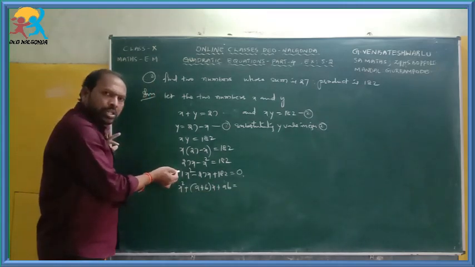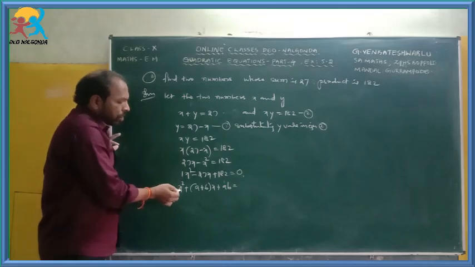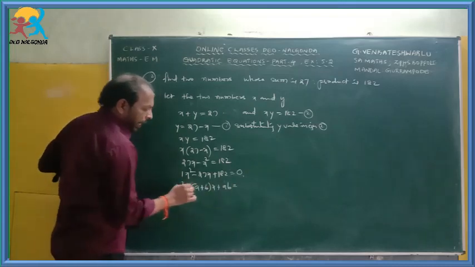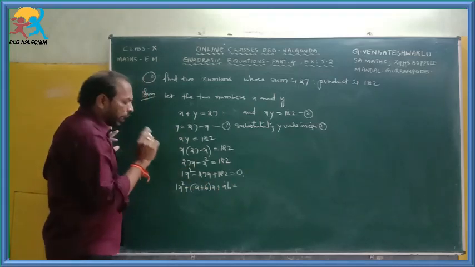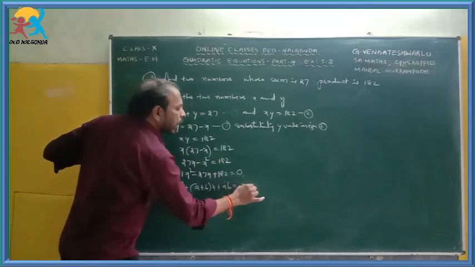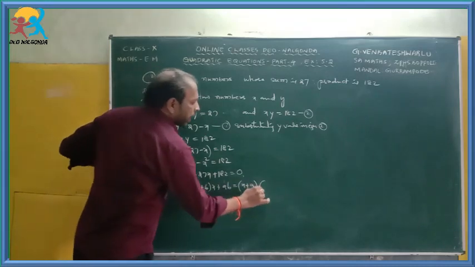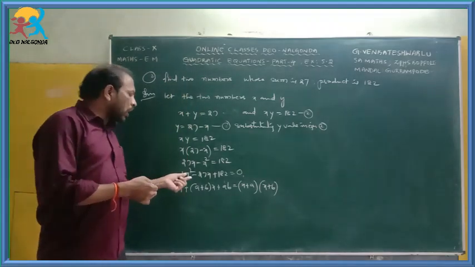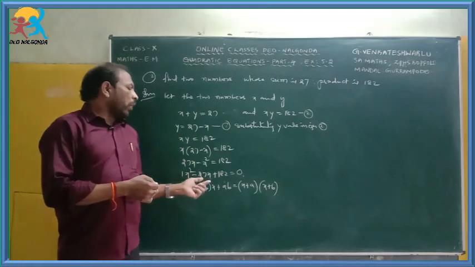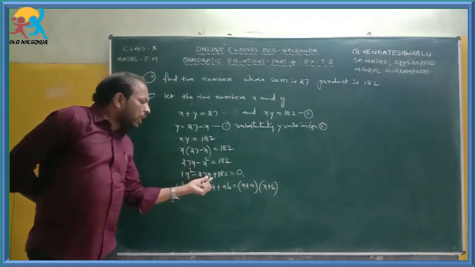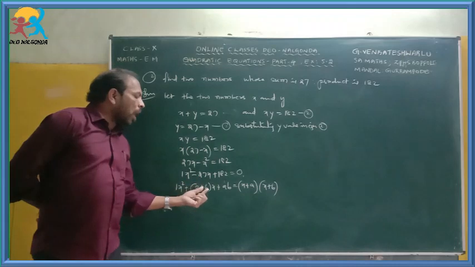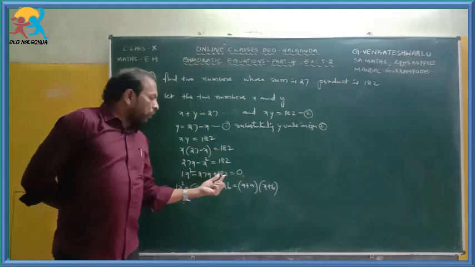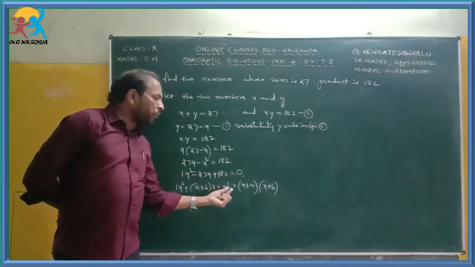Whenever a quadratic equation is in this form, that is, whenever the x square coefficient is equal to 1, then this equation is written as a product of two linear factors, that is (x plus a) into (x plus b). Here it is a very simple method. Whenever the coefficient of x square is equal to 1, we need to split the coefficient of x as the sum of two numbers or difference of two numbers, and the constant value can be split into a product of two factors.